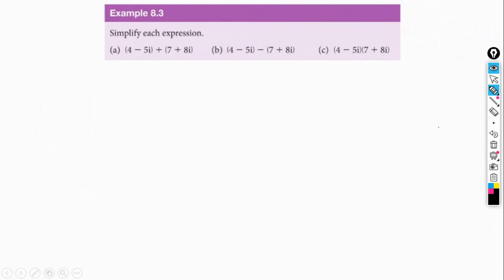So we continue with example 8.3, and they want us to simplify a few expressions. For A, it's going to be 4 minus 5i plus 7 plus 8i. So we treat this as a normal algebraic expression, and we add the real parts and the imaginary parts. So this would be 4 plus 7, which is 11, and minus 5 plus 8, which would be 3i.